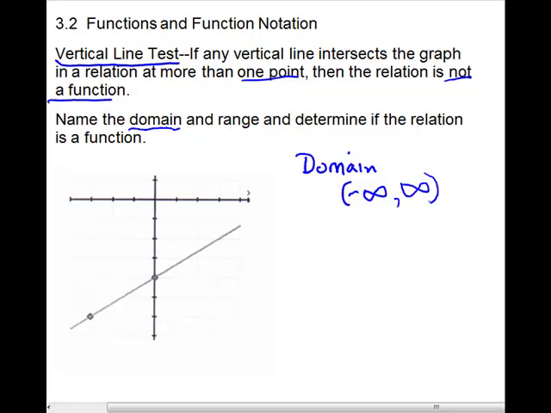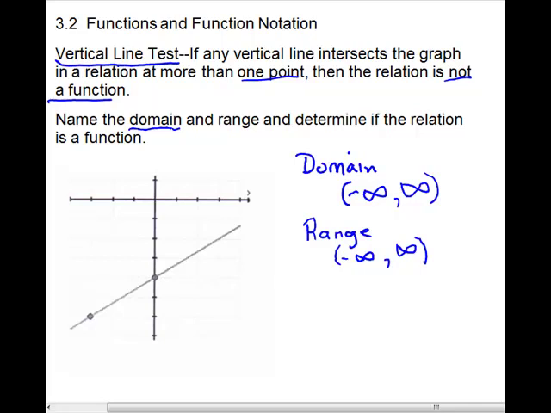The range. The range is how does the picture go up and down? Well, if we keep going out, the line is going to keep going up. If we keep going to the left more and more, the line is going to keep going down. Is there any restriction on the up and down part of the graph? There is not. So there is also no restriction on the range. All real numbers, or negative infinity to positive infinity.